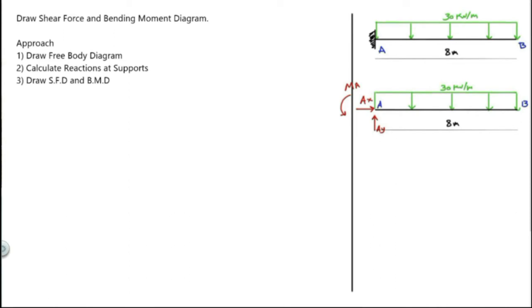Now let us check if this beam is statically determinate or not. There are three equations, sigma fx, sigma fy and sigma m equals 0. And we have three reactions, ax, ay, and ma. Since E equals r, it's statically determinate structure. Now let's find the reactions.